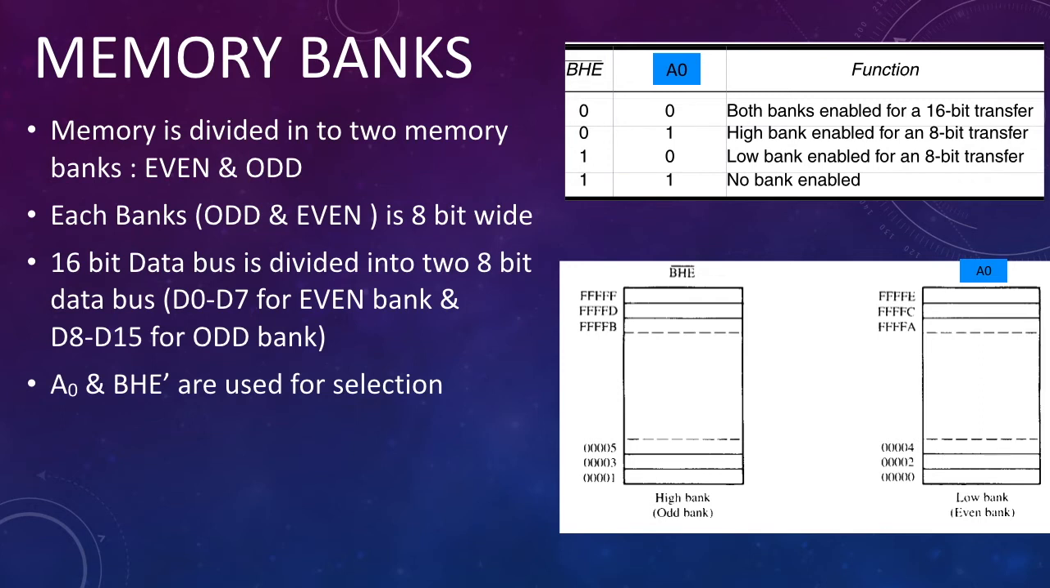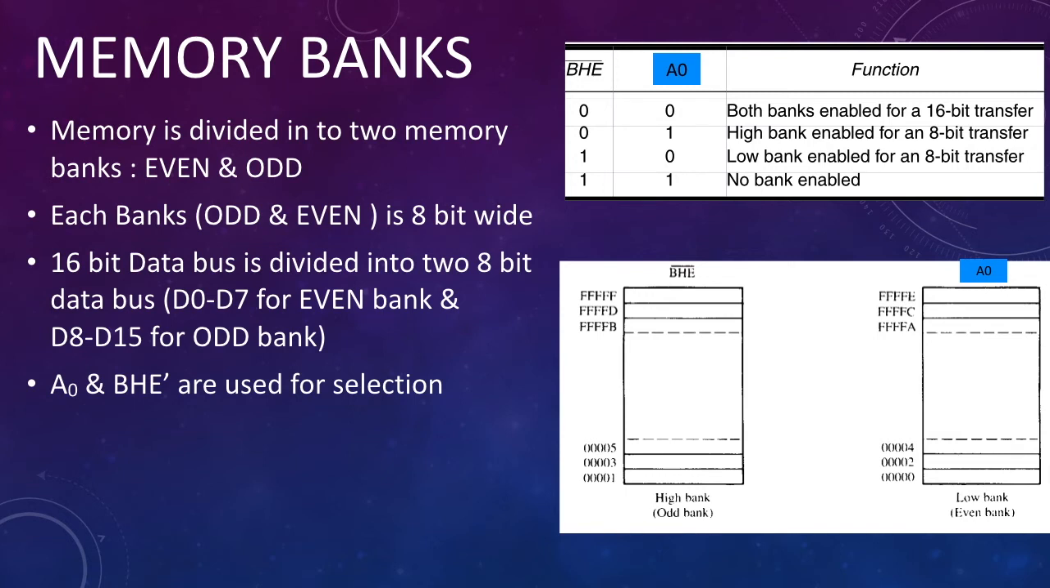A low on BHE bar indicates data is transferring through higher order data bus. And similarly, low on A0 indicates we are selecting the even address, that is data will be transferred on lower order data bus. So you can observe the table here.